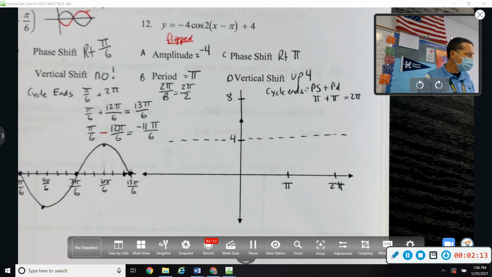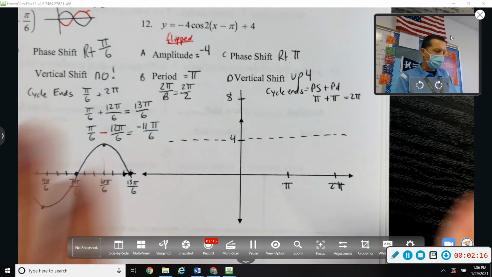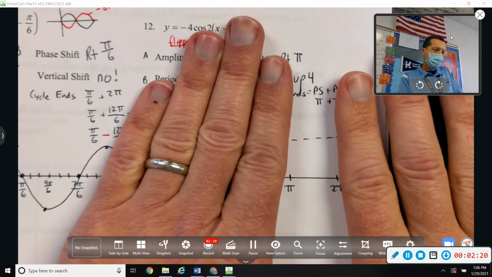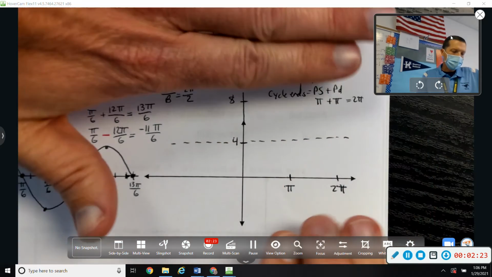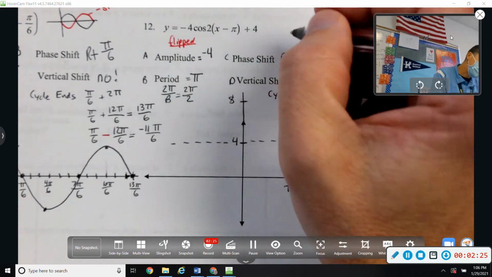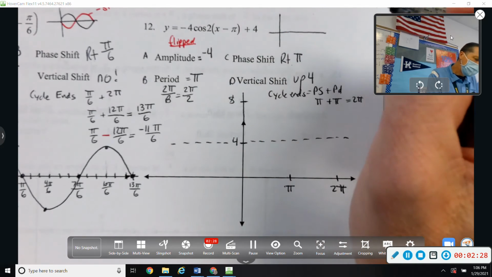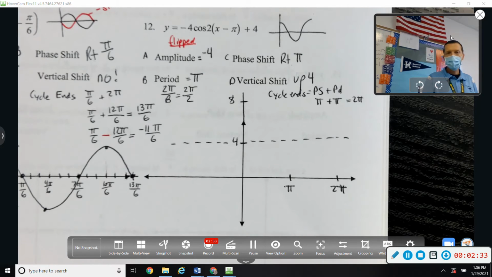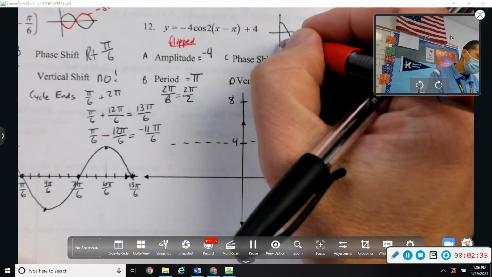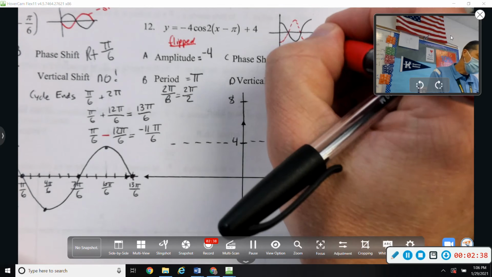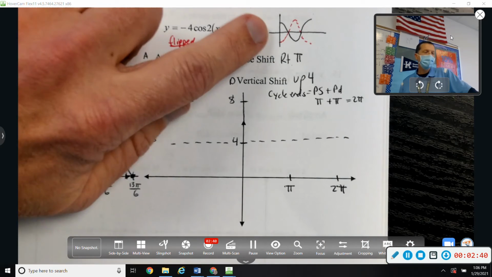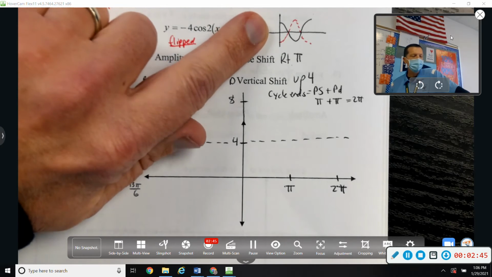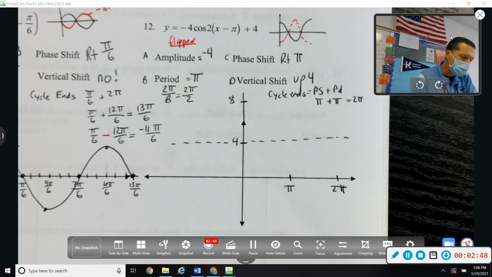Now, this is where I'm starting to think about my window. The window of my cosine will be between pi and 2 pi on the x-axis, and between 0 and 8 on the y-axis. Cosine normally looks like that, but it's flipped, so it's going to look like that. You don't have to draw any of this parent function stuff, but if it helps you visualize what's going on, then I would recommend it.